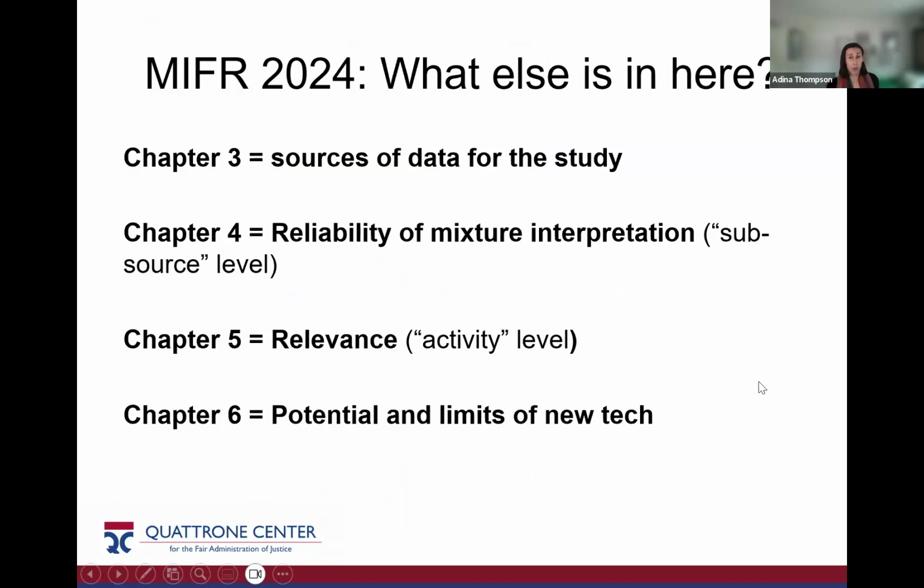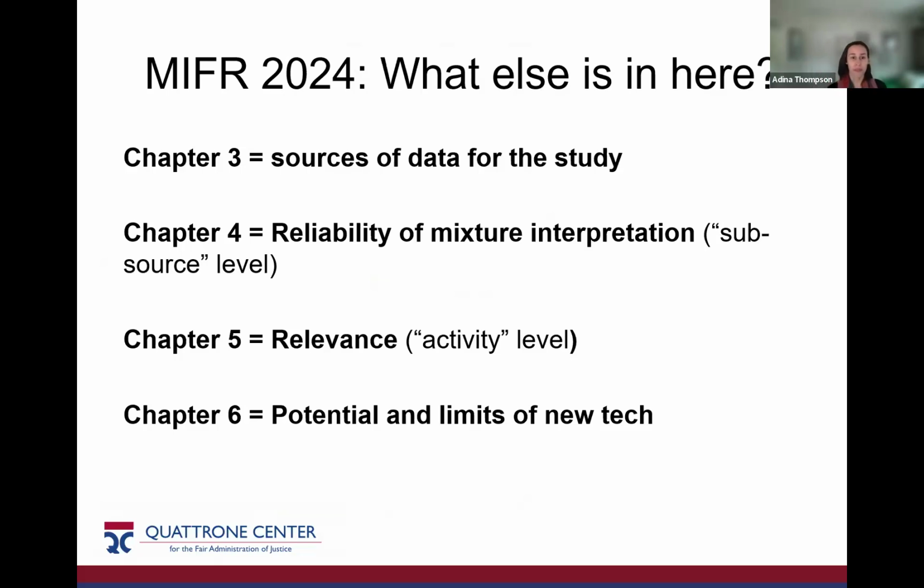All right, we talked about chapter 1, we talked about chapter 2. Let's talk about what else is in here. This is a 6-chapter report with some appendices and attachments. Chapter 3 is the sources of data. They tell you everything that they collected to analyze to look at in chapters 4 and 5.